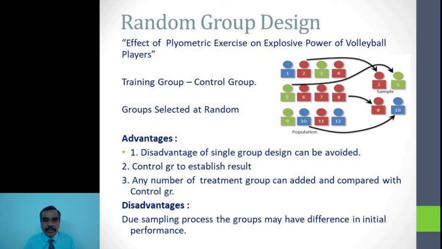You can use any method, say for example the lottery method, by which you can call any number and take the 50 students, and you can divide those 50 students into two groups of 25 each by random method. So this is called the random group design. So in the random group design, one group is called the control group, the other group is called the training group. The training group will undergo 12 weeks of plyometric exercise, whereas the control group will not do any exercise program.